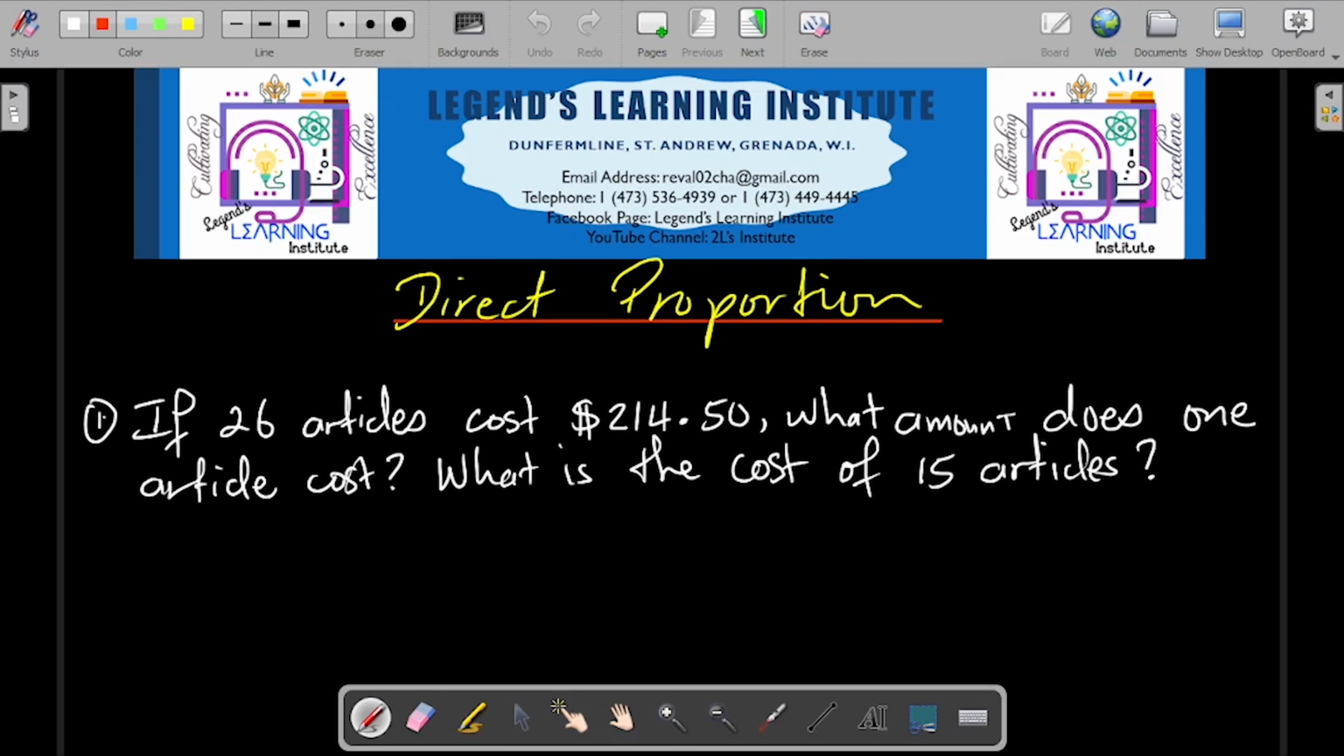Today we are looking at direct proportion. The question on the screen says if 26 articles cost $214.50, what amount does one article cost? What is the cost of 15 articles?